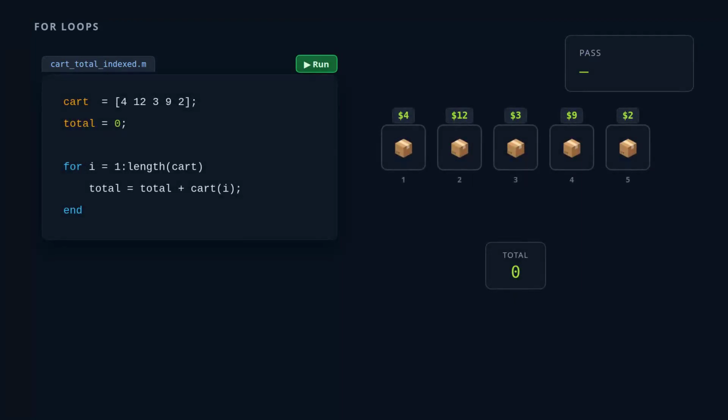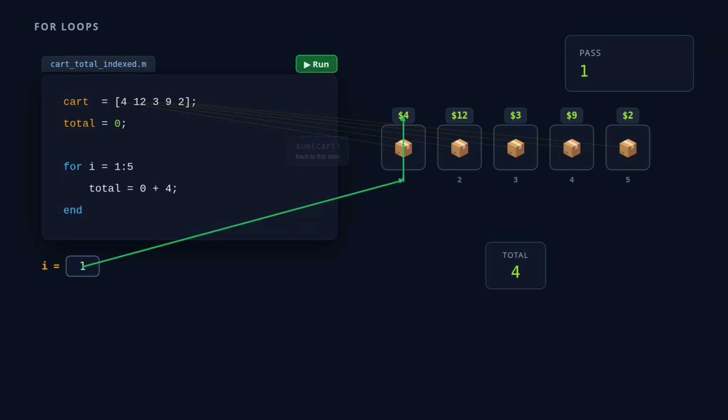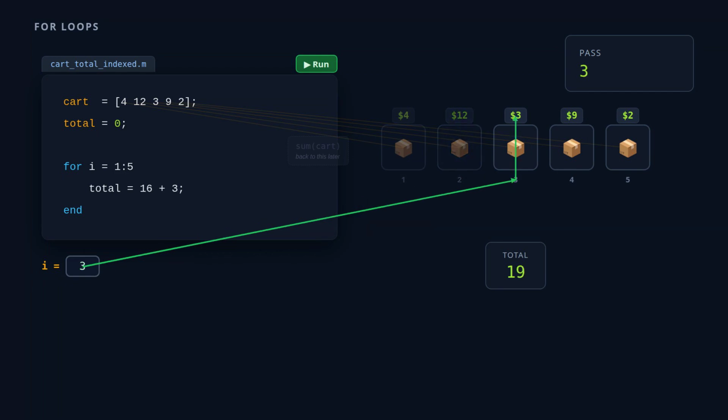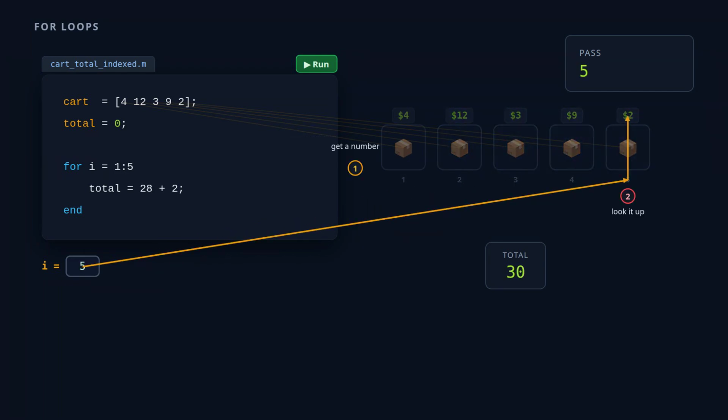Let's put a real list in there. Here's our cart. 5 prices: $4, $12, $3, $9, and $2. We want the total. Some would do this in one word, but soon we'll want what sum can't. Total starts at 0. For i equals 1 colon length of cart. Length of cart is 5, so that's 1 through 5. Pass 1. i is 1, so cart of i means cart of 1, which is 4. Total becomes 4. Pass 2. i is 2, cart of 2 is 12. Total becomes 16. Notice you do two things every pass. Get a number, then look it up.